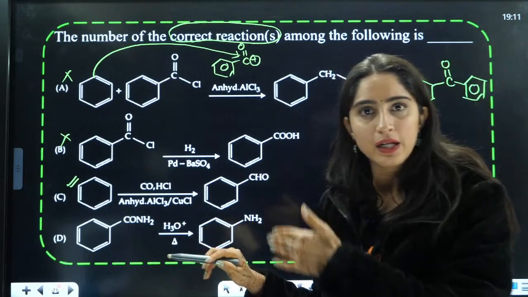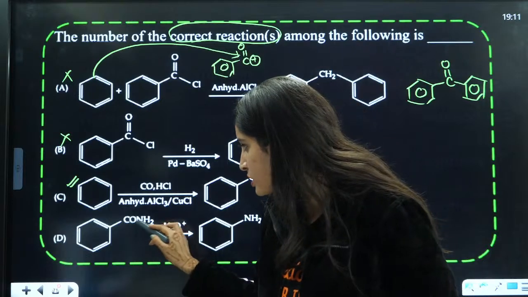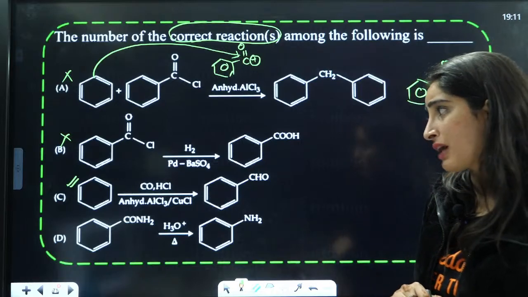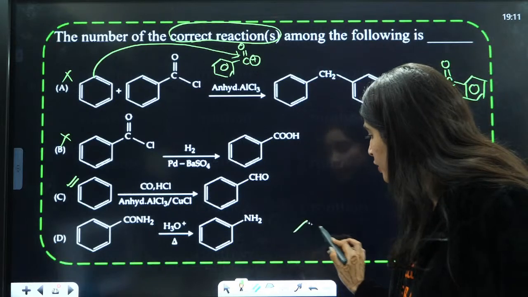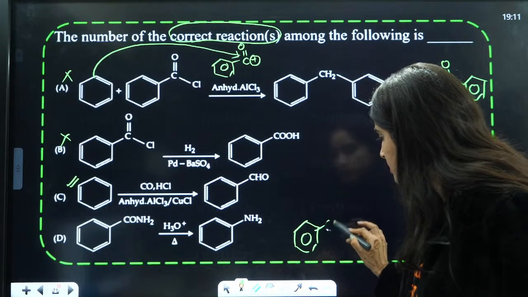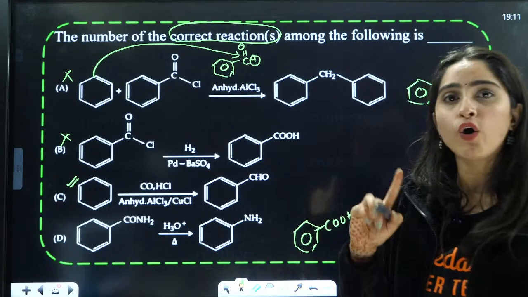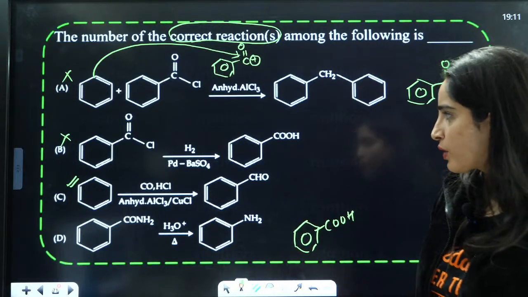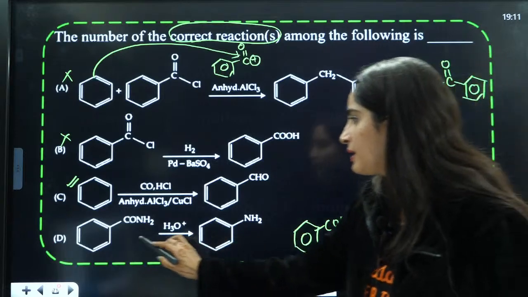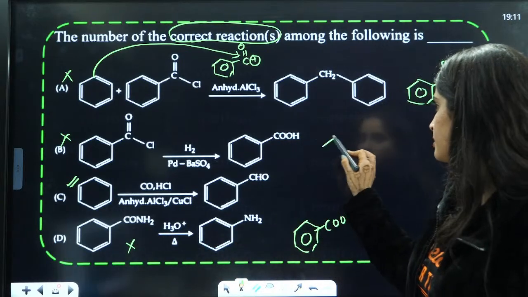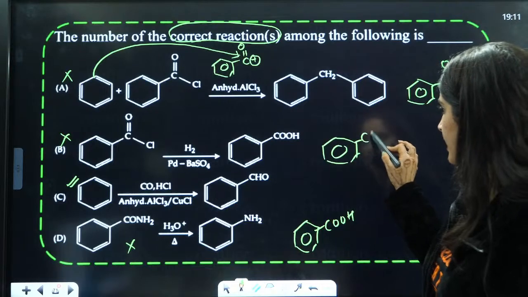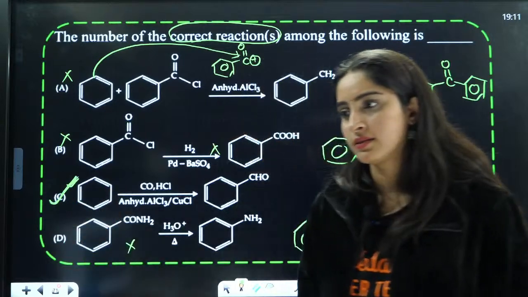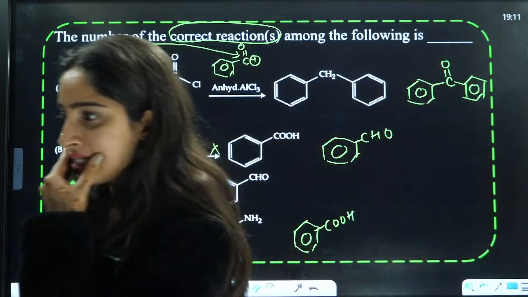Now this is basically a multiple choice question, right? So if you talk about CONH2 on hydrolysis, it is converted to NH2. That is also not right because amide on hydrolysis is converted to carboxylic acid, right? So here this is also the incorrect answer, and here the answer should be CHO. So this is also the incorrect answer. So the correct reaction is C, right?